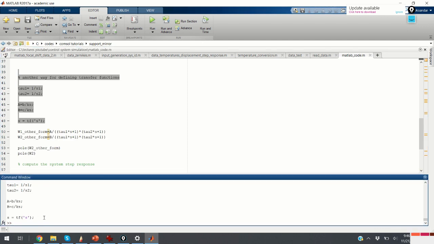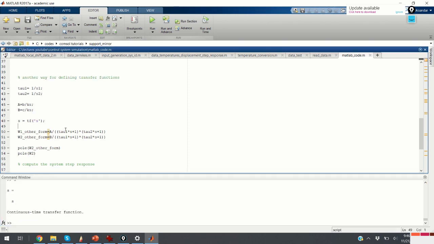So if we type S, we get continuous-time transfer function, S is equal to S. And I can now simply and symbolically write the form of the transfer function. So my transfer function is 1 over, in the denominator, tau1 times S plus 1, times tau2 times S plus 1. So here are these two expressions.